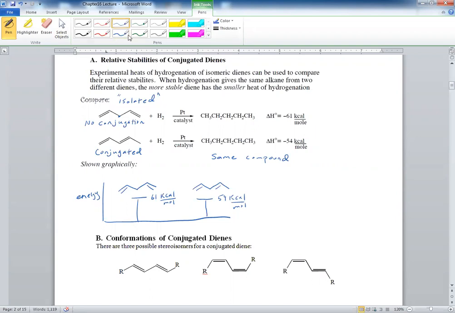meaning that this one has less energy, started at the lower energy to begin with, meaning again, this one is more stable. So if it started with a lower energy, went down to the same molecule, 54 versus 61. So again, conjugated molecules are more stable.